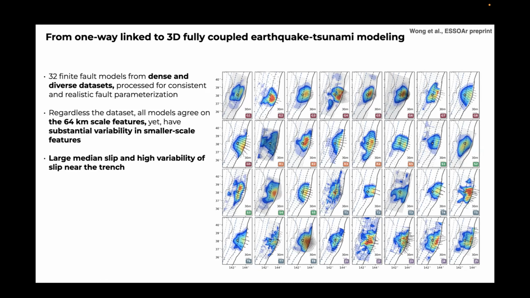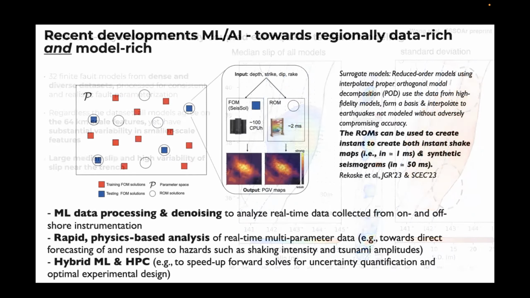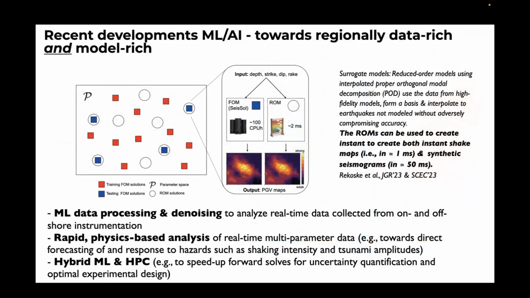We do see large median slip in a median slip model of all models, and also high variability of slip near the trench. There's much more detail in the preprint that I will link in the chat after I finish this short talk. And lastly, I want to highlight that recent developments in machine learning and AI also empower our modeling efforts, and they can be really useful in linking the data, the big data that's being produced in this experiment, with modeling in an integrative way.